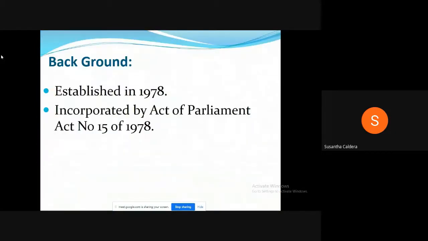The background of SLESIC is that 1977 was a very important year for the economy of Sri Lanka. A turning point. What is it? Why is that?